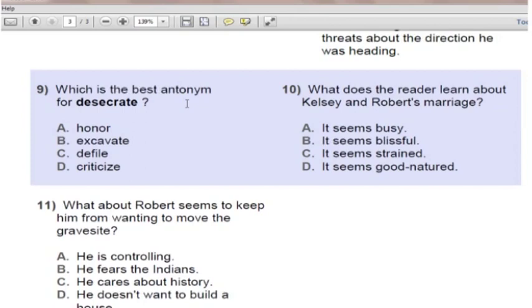The 10th question is, what does the reader learn about Kesley and Robert's marriage? A. It seems busy. B. It seems blissful. C. It seems strained. D. It seems good-natured. The answer is option C.